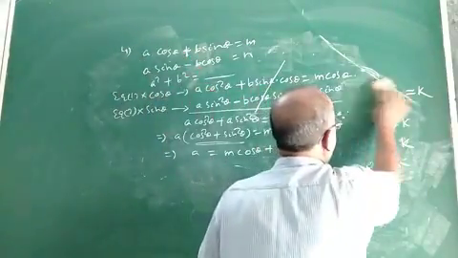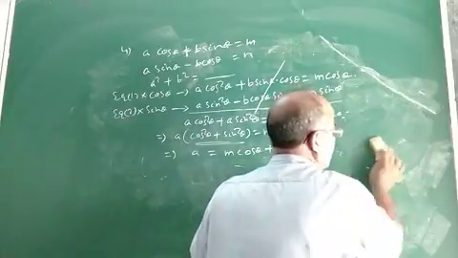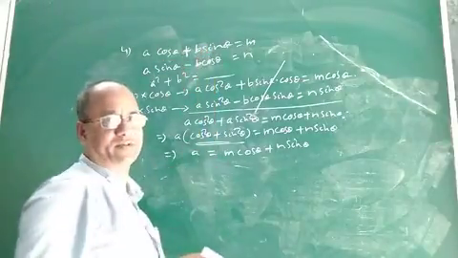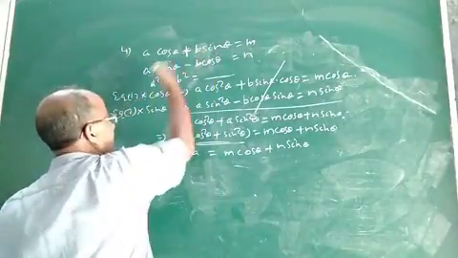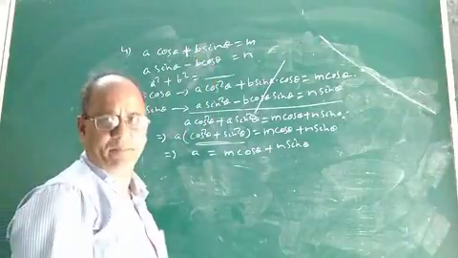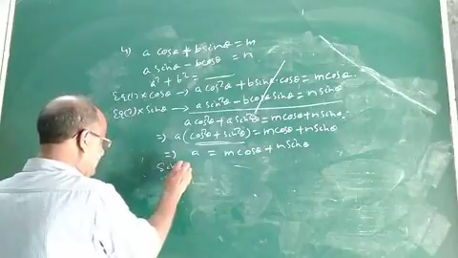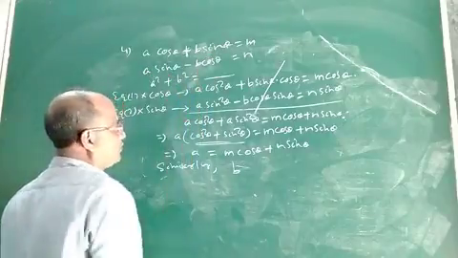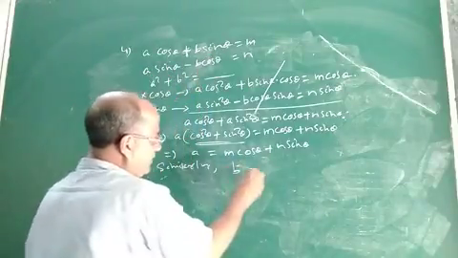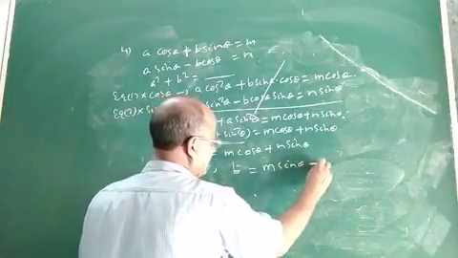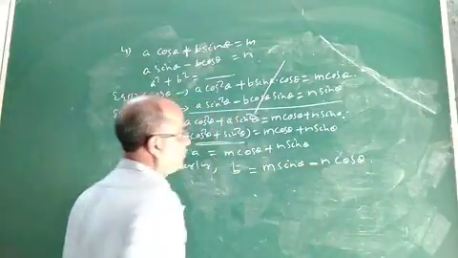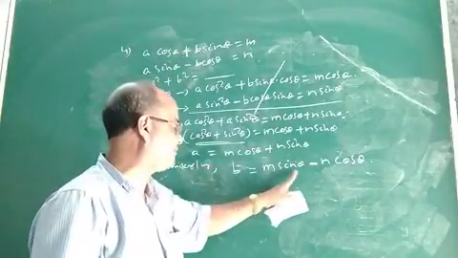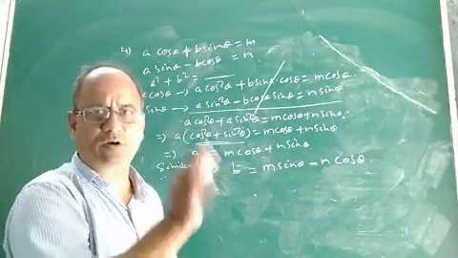In a similar manner, see. How did we get the value of a? We got the value of a by eliminating b from both the equations. In a similar manner, if you eliminate a from both the equations, you will get the value of b. So similarly, eliminating a from both the equations, what will be the value of b? b will be m sin theta minus n cos theta. Now we got the values of both a and b.